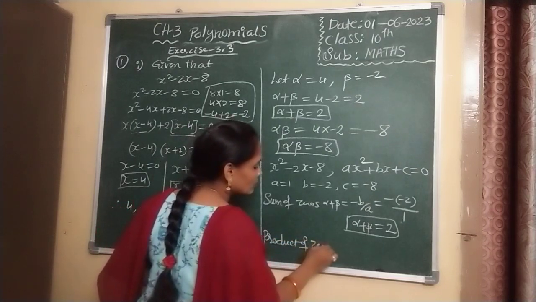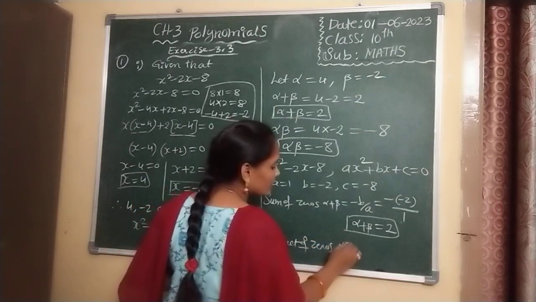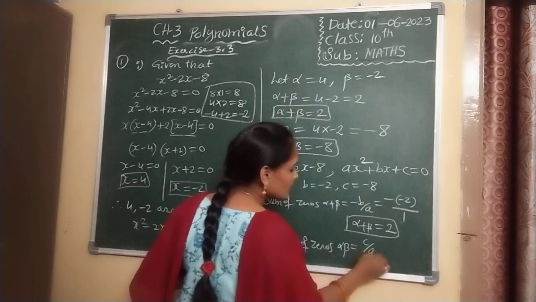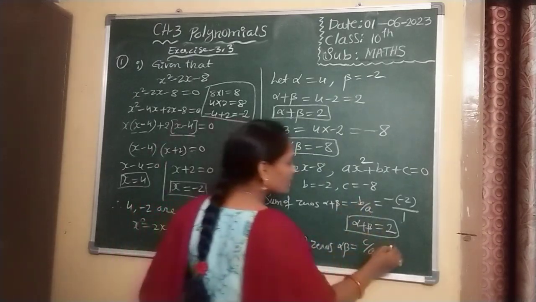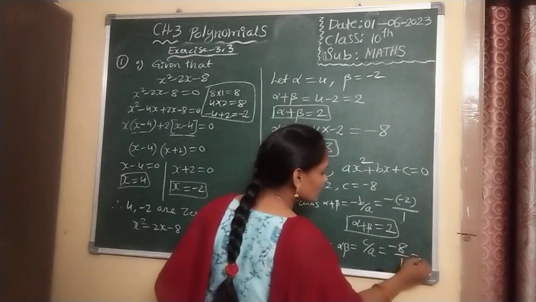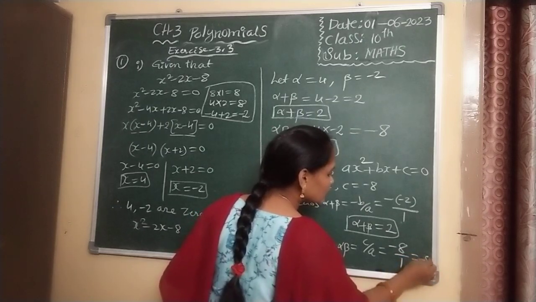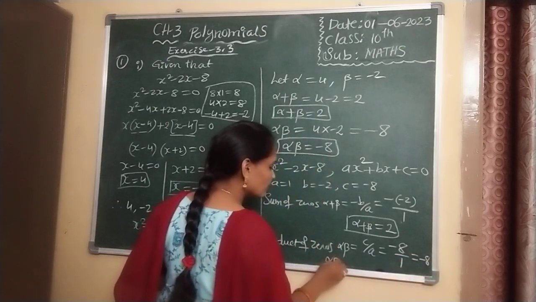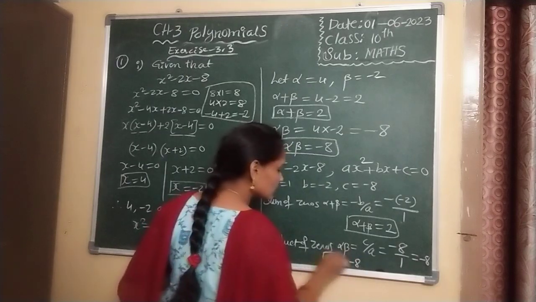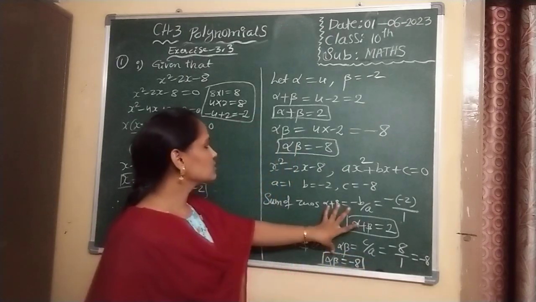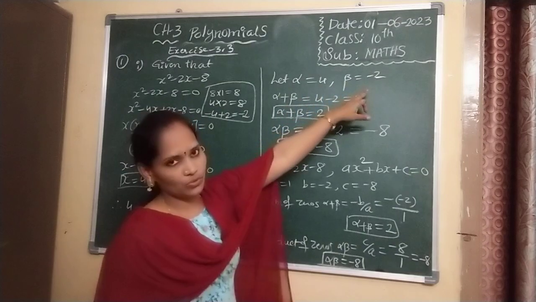Product of zeros, alpha beta. What is the formula? C by A. What is C here? Minus 8. A is 1. So here minus 8. Product of zeros is also minus 8. This is by using the formula, and this is by using the zeros only.